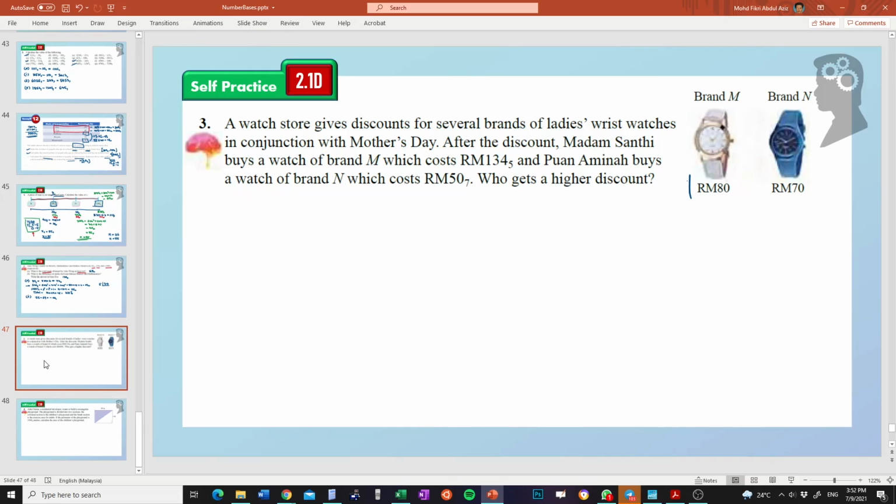Okay, harga asal dah bagi tahu dah. 80 ringgit, 70 ringgit. So what do we do?